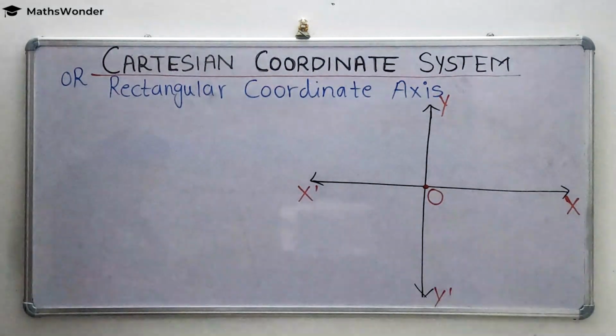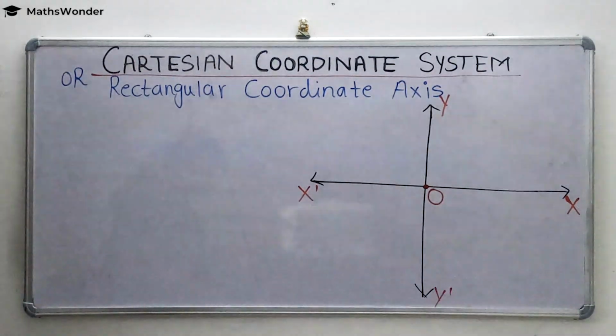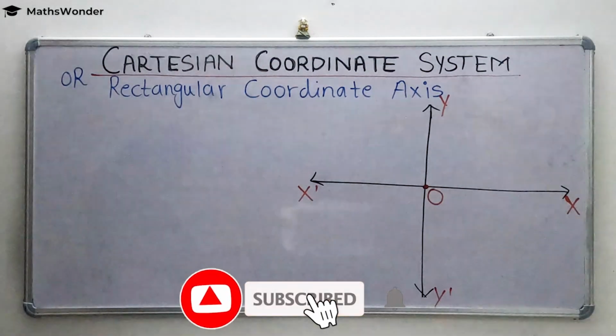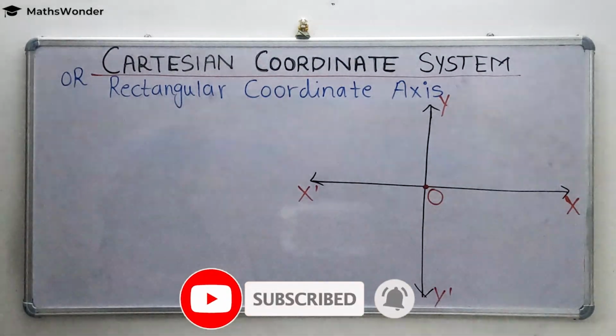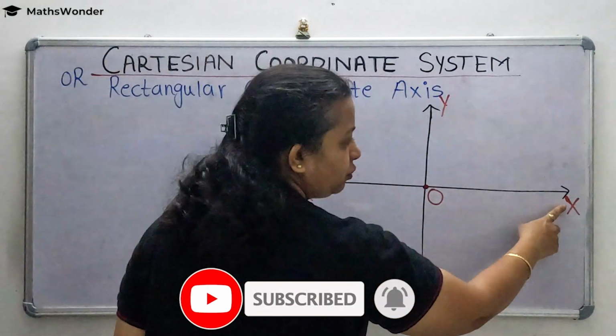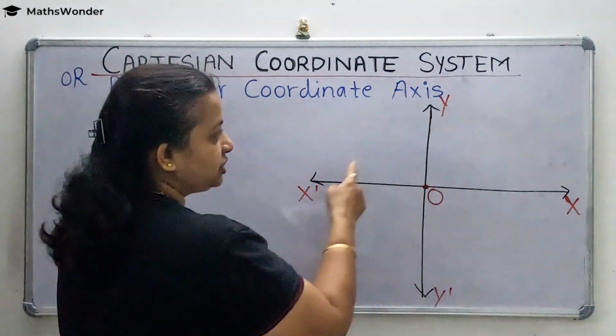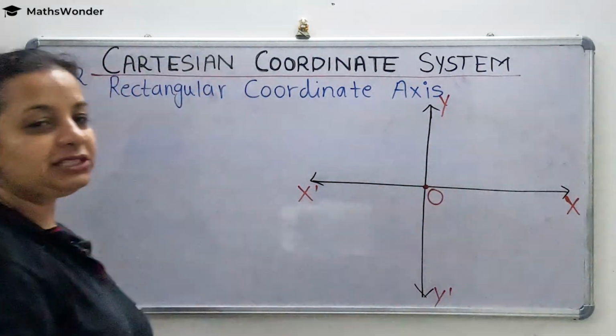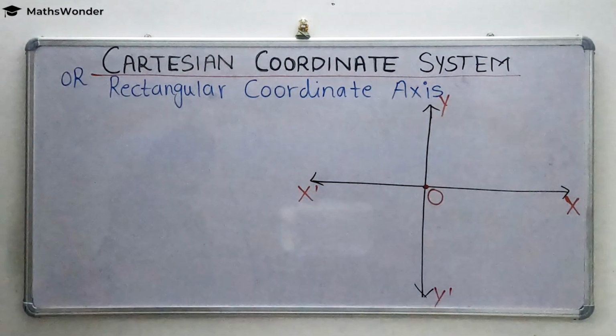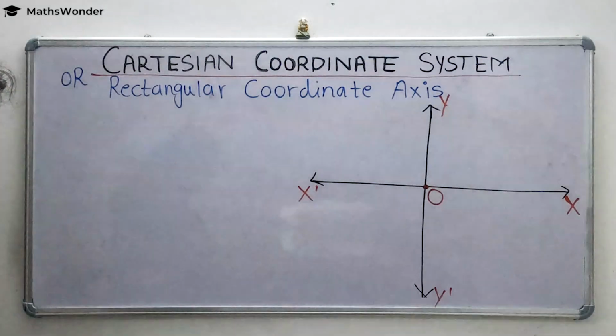The axis divides the plane into 4 quadrants. How will it be divided? 4 quadrants. Do you know 4 quadrants? XOX dash, YOY dash are two perpendicular lines through point O in the plane of the graph paper.